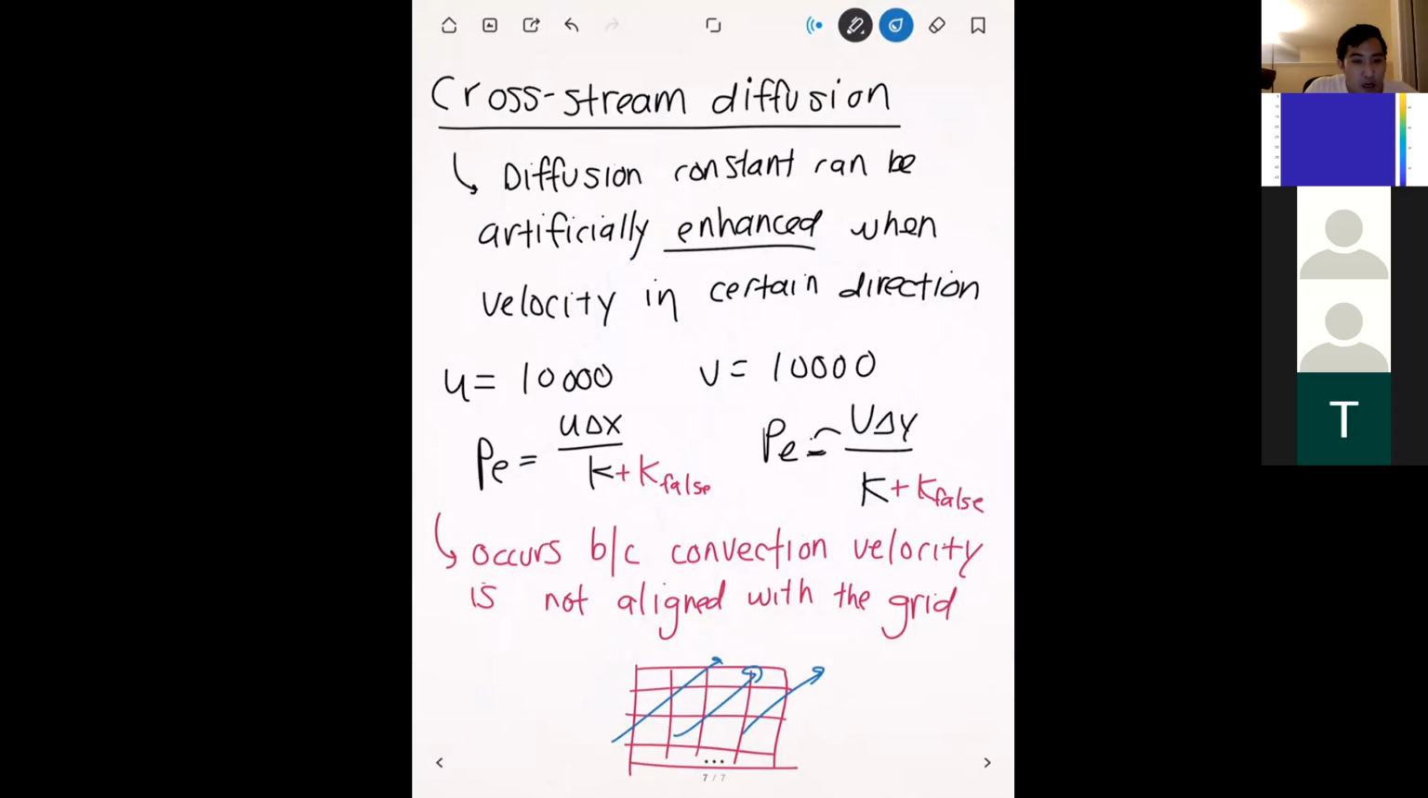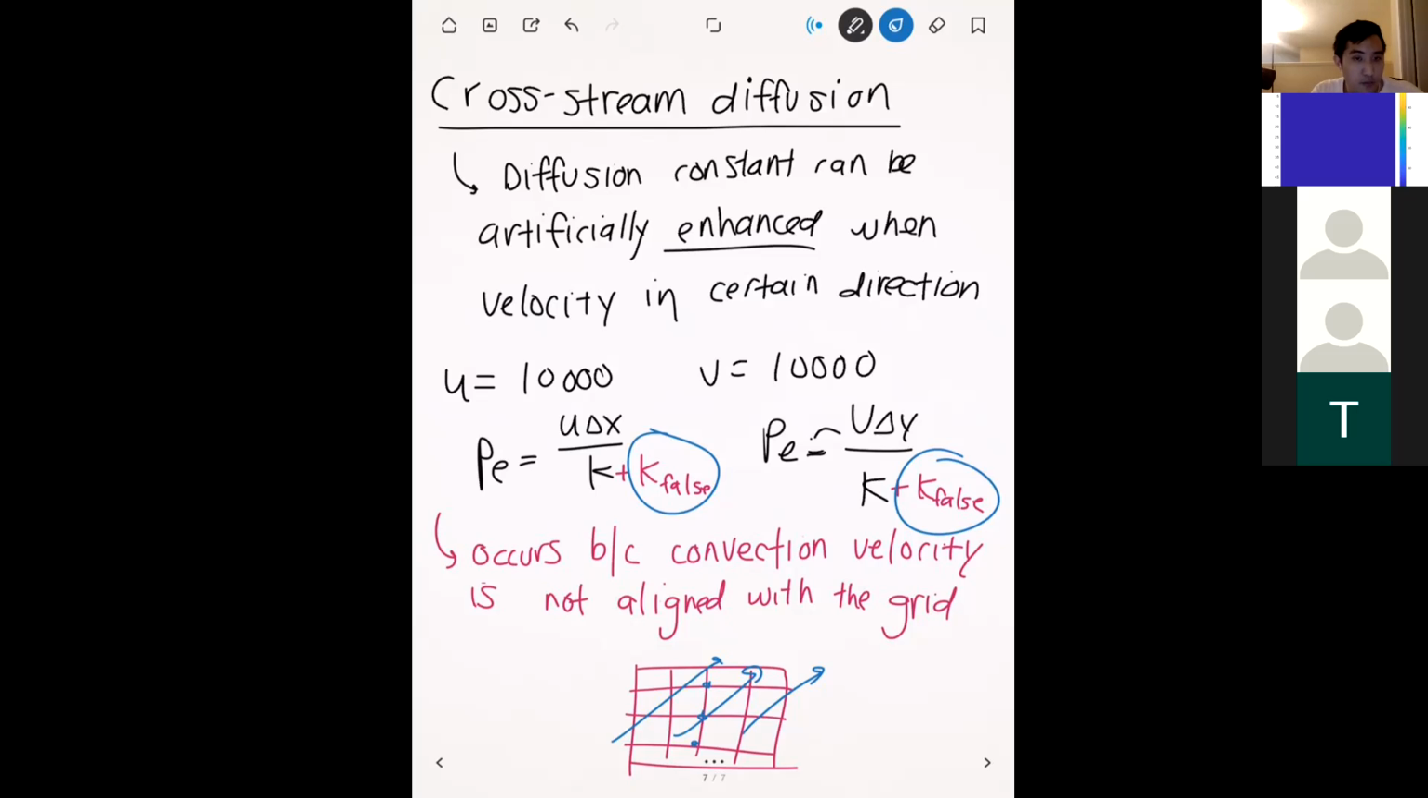And so when this happens, we have an artificial diffusion that arises from just this case. The reason for that is, remember, when we compute diffusion, we're using finite difference schemes that are aligned with the grid. But when the convection is not aligned with the grid, we're ill-equipped to do this, and it has some adverse numerical effects. And so the reason I call this K false is that this is a false diffusion. It's not real diffusion. It's basically just a limitation of the method that we're using.